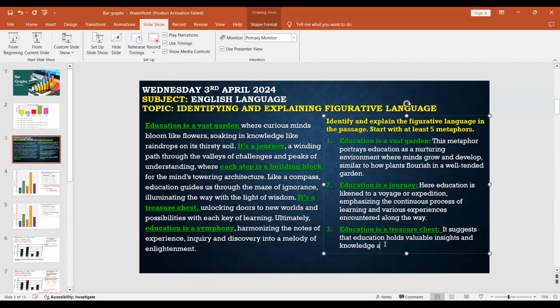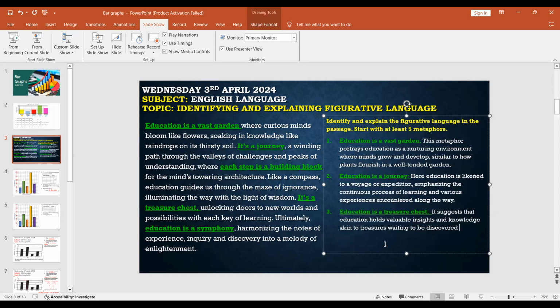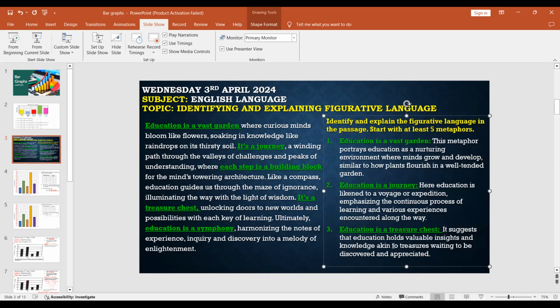Akin to treasures waiting to be discovered and appreciated. All right. So it suggests that education holds valuable insights and knowledge likened to treasures waiting to be discovered and appreciated. All right. Okay, good stuff.